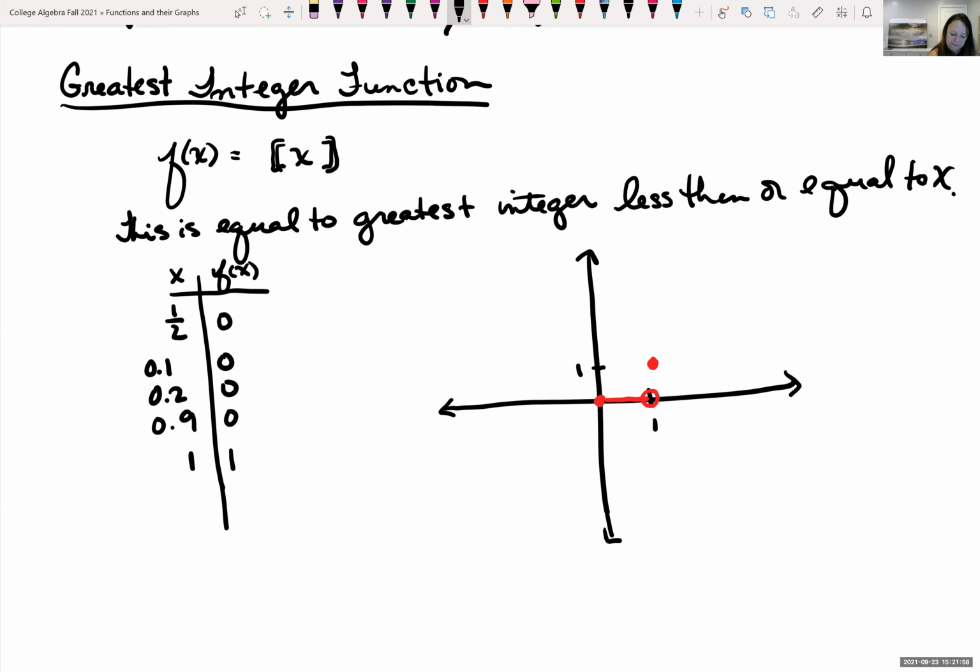So any number that falls between 1 and 2, the integer that's smaller, or to the left of it, is going to be 1. So I'm going to have a horizontal line from 1 to 2 with an open circle at the point 2, 1. When I hit x equals 2, that's an integer, and so it's equal to itself, so that's equal to 2. So anything in between 2 and 3, the greatest integer to the left is always 2. And then at 3, we're going to jump up to the y value of 3.